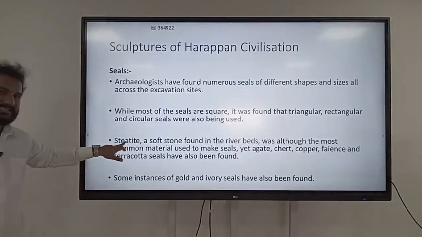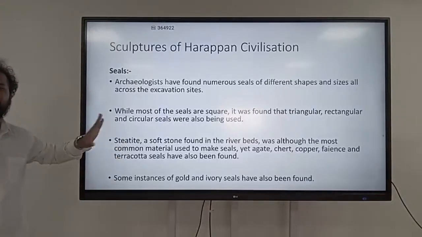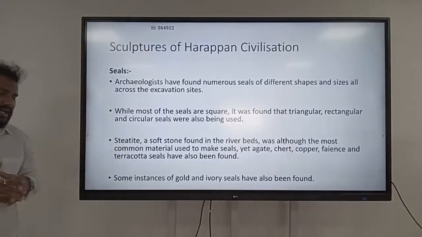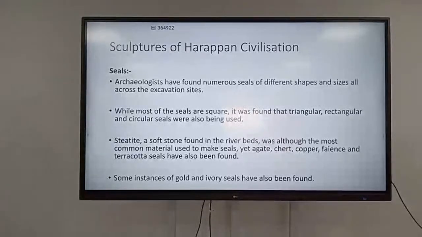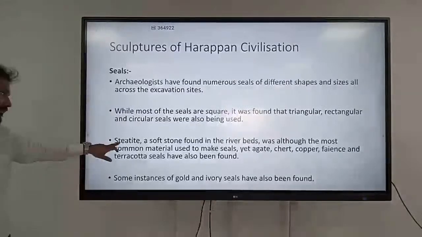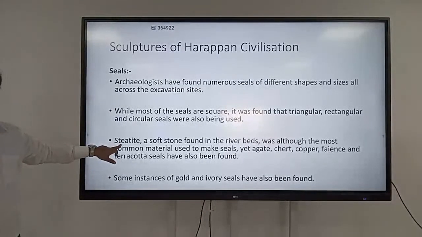Steatite. It is a stone. Actually, it is a soft stone which is found in river beds. You have seen pebbles in an aquarium; that stone is steatite, a soft stone. So the majority of the seals were made of steatite.